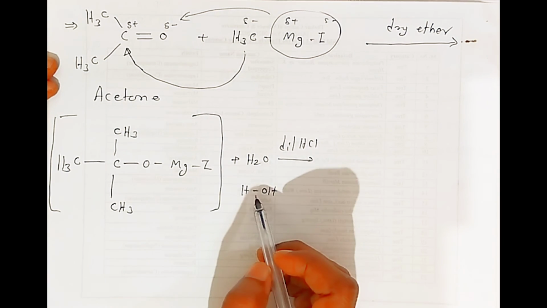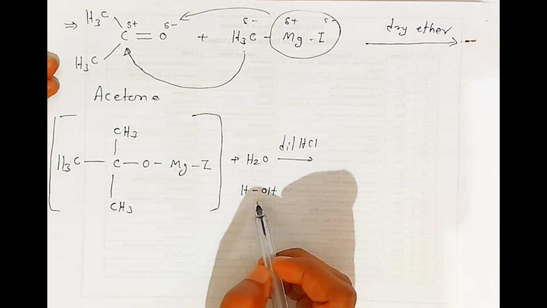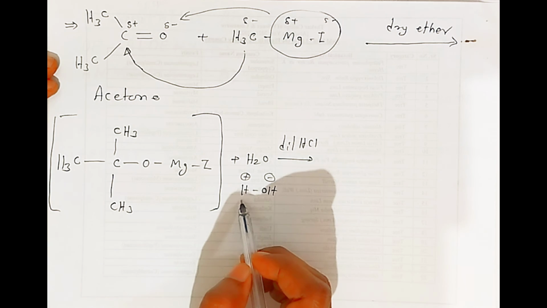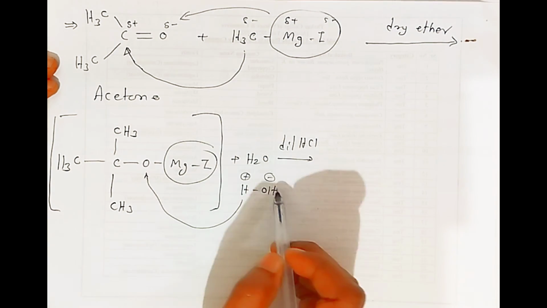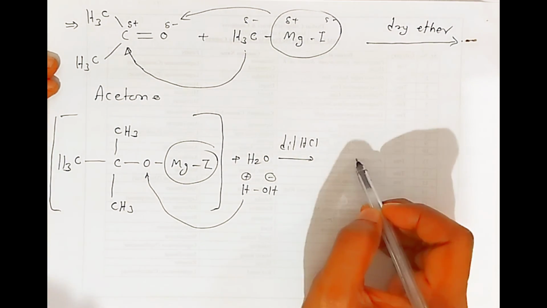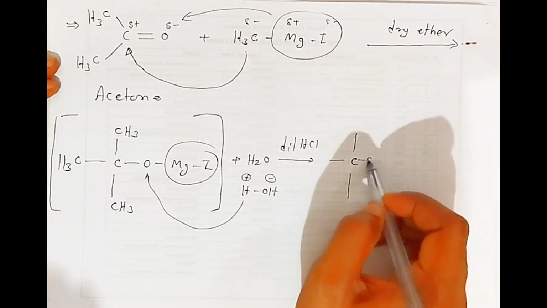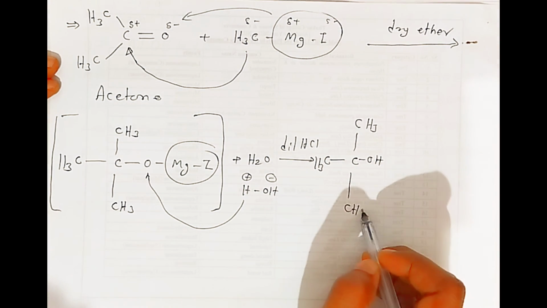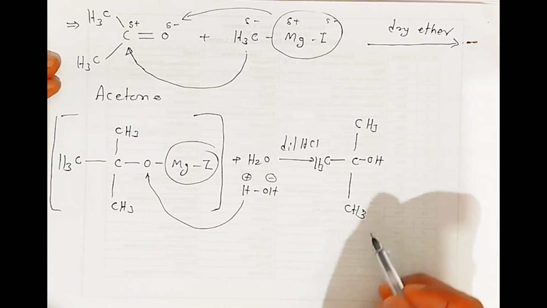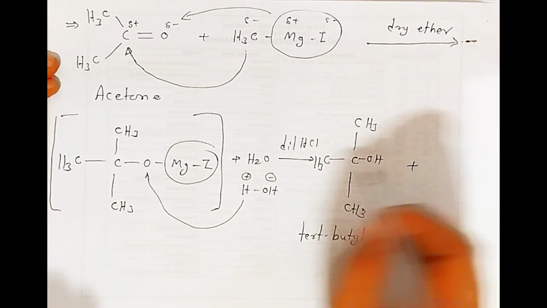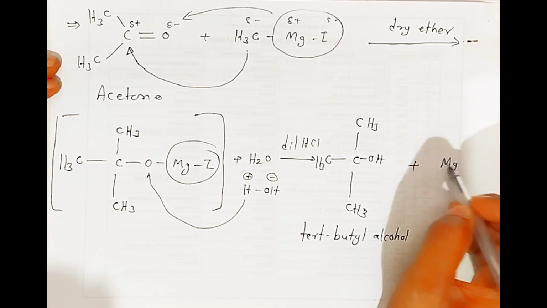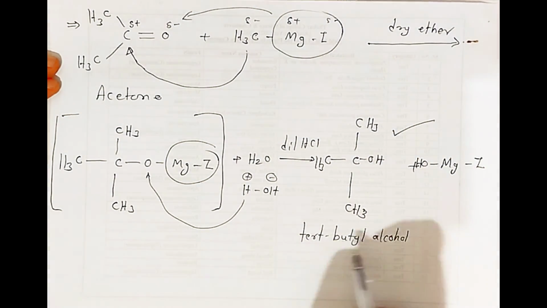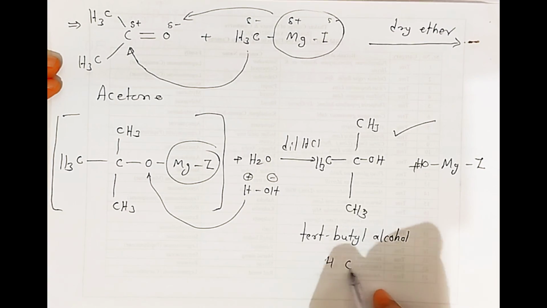This hydrogen, which is positive, and this hydroxyl, which is negative, the hydrogen is going to be attached to the oxygen and the hydroxyl will go to the magnesium. So there is a formation of alcohol, students, it will form the alcohol. It is nothing but tertiary butyl alcohol and you are getting magnesium iodide hydroxide. So this way, students, you have got the alcohol, that is tertiary butyl alcohol containing 4 carbon.